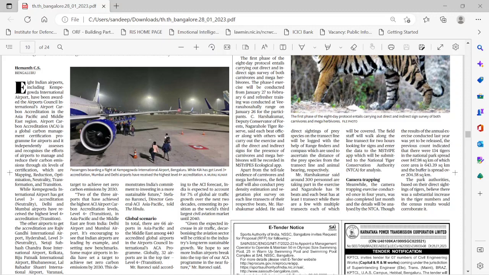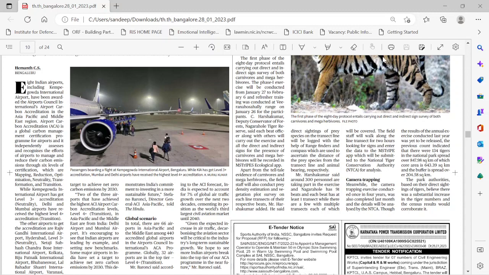and it independently assesses and recognizes the efforts of airports to manage and reduce their carbon emissions through six levels of certification.